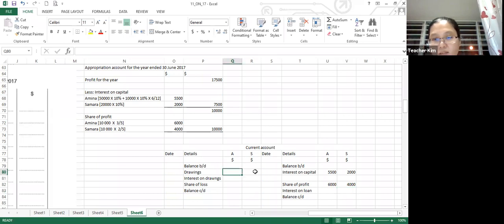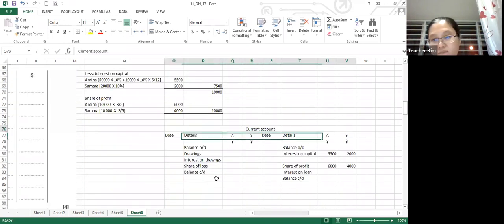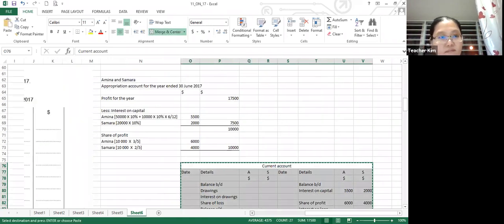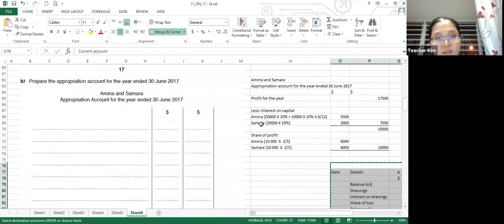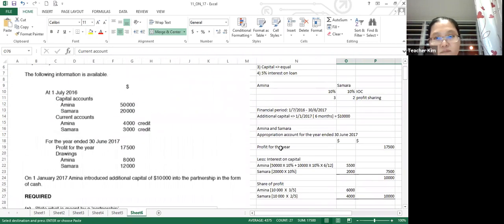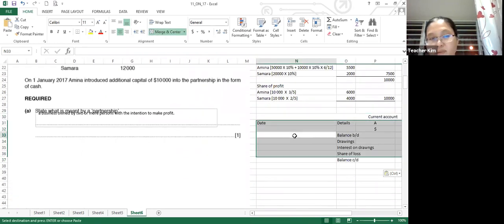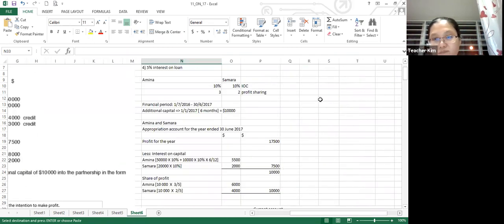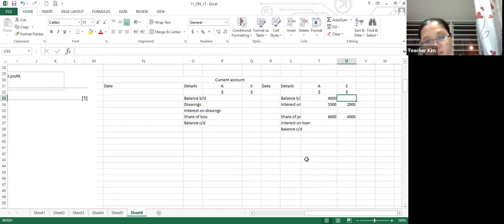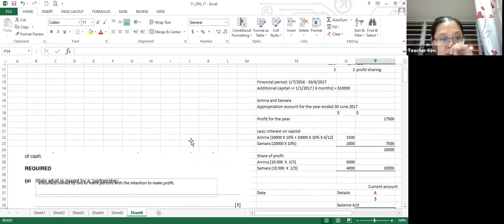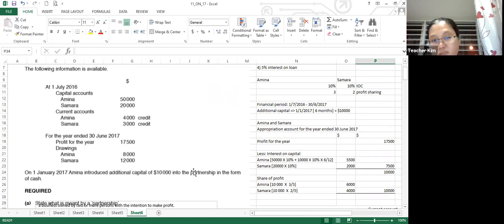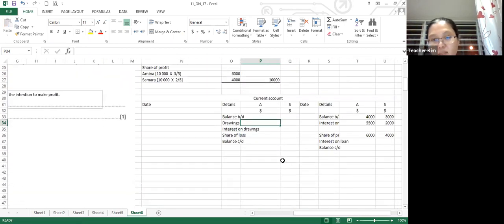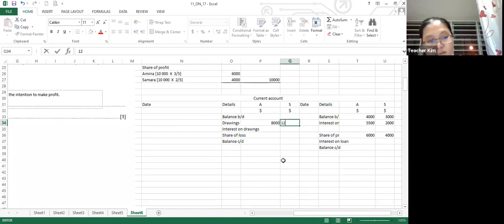Okay, now next is the beginning of the year. Let's put in first. Beginning of the year, the current account, we have credit, both also credit, 4,000 and 3,000. And we have the drawing. The drawing amount is 8,000 and 12,000.